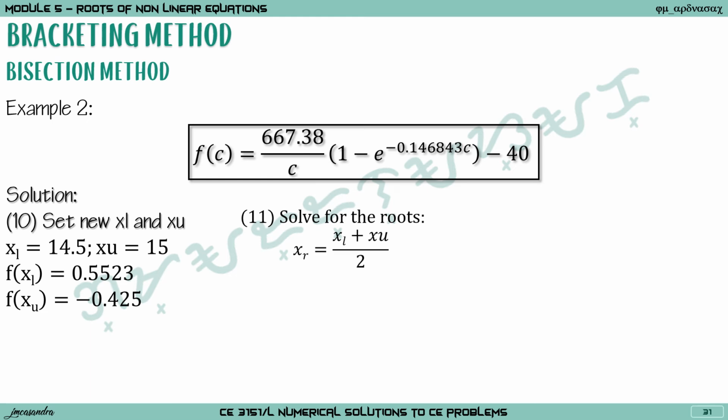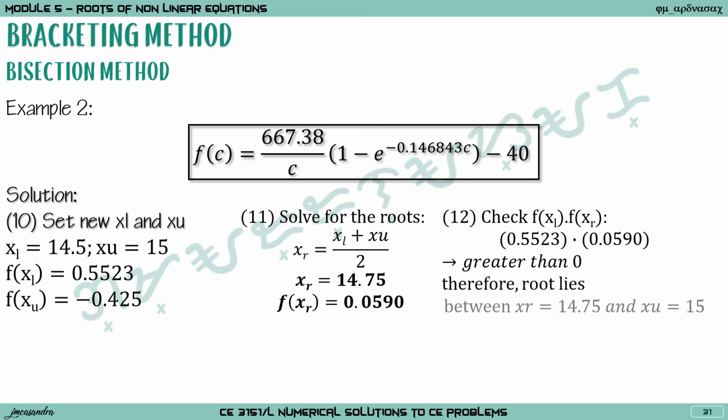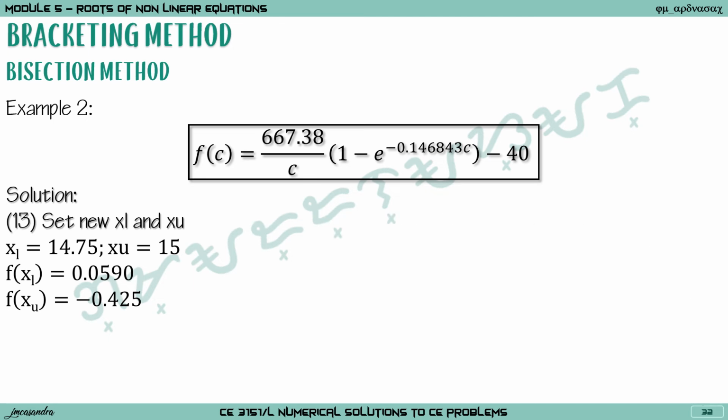So 14.5 plus 15 divided by 2 is 14.75. Solve for the function of xr. That's equal to 0.0590. Check for the product of the lower limit and the approximate root. So it's 0.5523 and 0.0590, which is greater than 0. So meaning the root is between your xr and xu. So again, we repeat our process using now 14.75 and 15 as our new xl and xu.